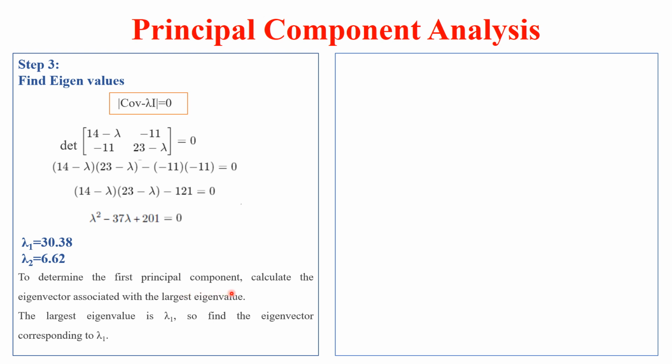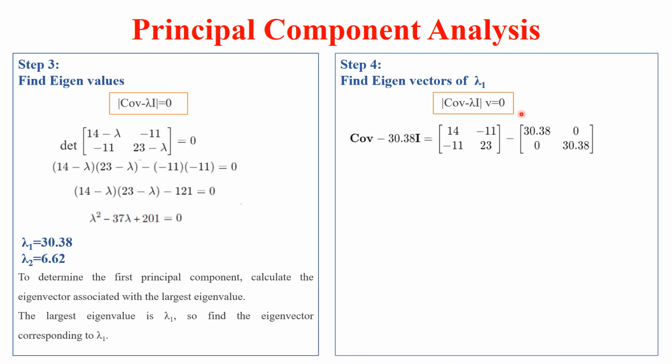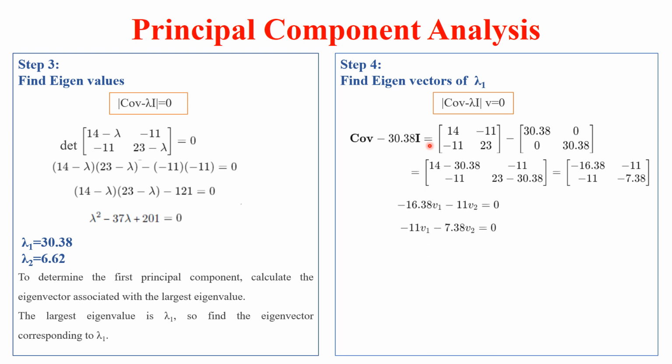If we want to find out the first principal component, we need to calculate the eigenvector associated with the largest eigenvalue. Here the largest eigenvalue is lambda 1, that is 30.38. So we need to find the eigenvector corresponding to this eigenvalue. Step 4 is to find the eigenvectors of lambda 1. The determinant of the covariance matrix minus lambda I, into that vector, equal to 0. Now substituting the corresponding values in this equation, the covariance matrix minus 30.38 into the identity matrix. When we reduce it further, we are multiplying it with the vector v.